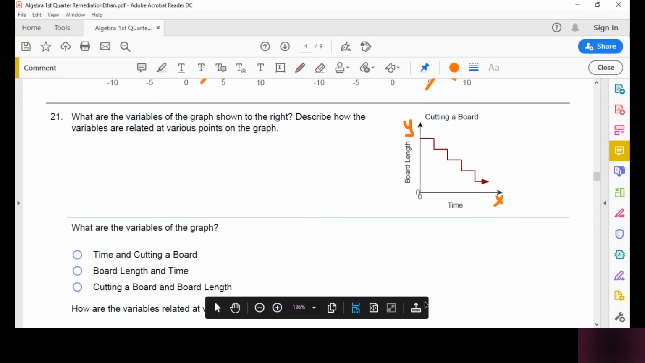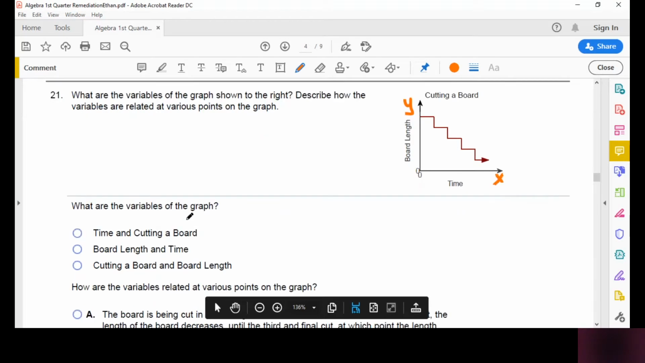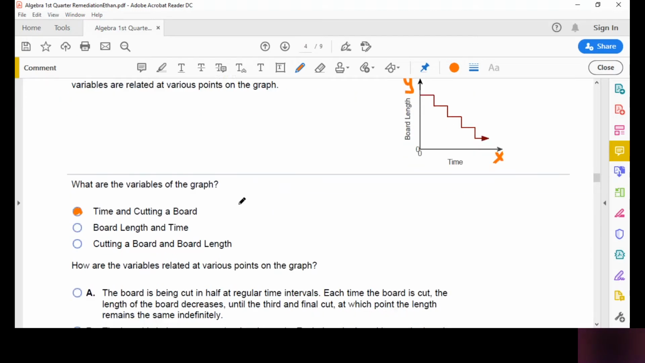So now as you start to look at this, it's really not that bad. They want to know, what are the variables? We just discussed it. Variables are what your x and y axis represent: time and board length. Cutting a board. So the whole graph is cutting a board. This is the board length. That's the time. What are the variables? Time and cutting the board, because for every unit of time, when you cut the board, the length decreases.